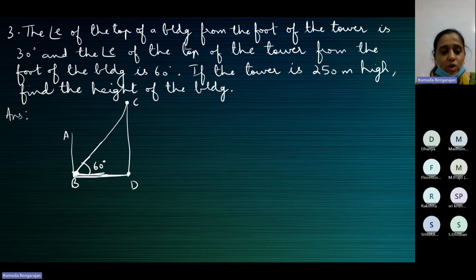Now, this is the position of the observer. This is the horizontal through his eyes. And he looks at the top of the building A. This is the line of sight. The angle between the horizontal and the line of sight is the angle of elevation, which is 30 degrees.